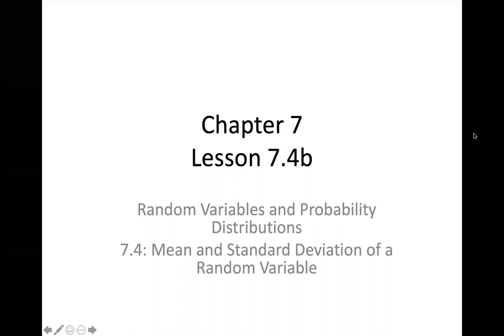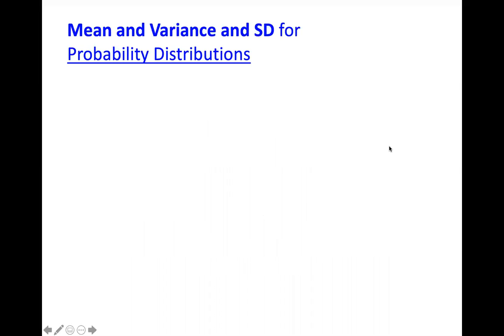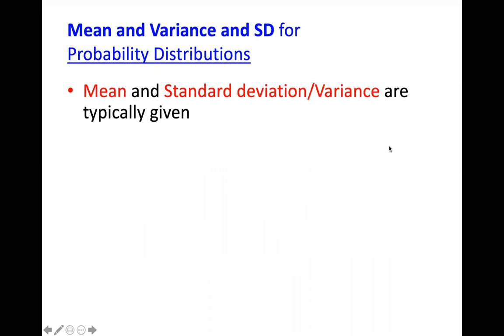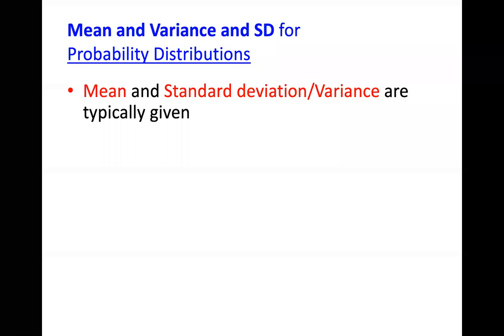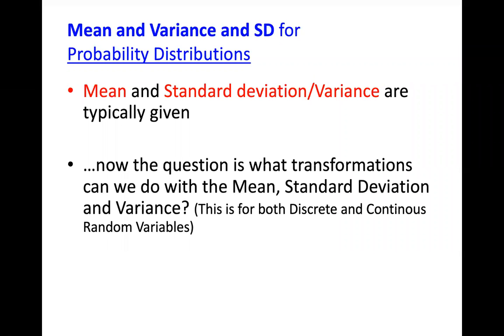All right, so we are talking still mean and standard deviation and variance, okay? Today we're gonna talk about transformations though. Transformations for the mean, standard deviation, and variance. When it comes to these problems, the mean and standard deviation are typically given, all right? Or you can calculate it like you guys did from the last lesson. And now the question is, what transformations can we do?